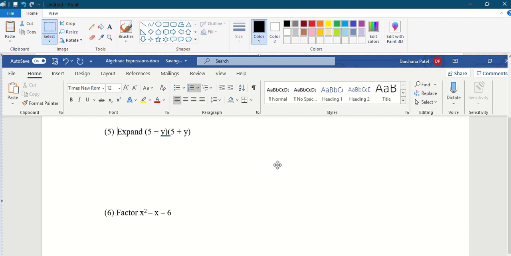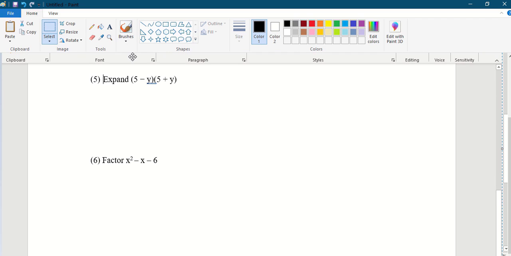Similarly, for number 5 here, we are told 5a minus y times 5a plus y, and we are asked to expand. Some of us know a minus b times a plus b simplifies to a square minus b square because the middle terms cancel out. If I were to use that formula here, 5a minus y, 5a plus y, where my a is 5a, my b is y, I can just directly simplify these to 5a square minus y square, which will be 25a square minus y square. But what if we didn't know that?